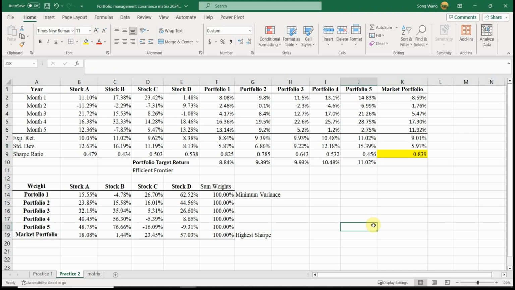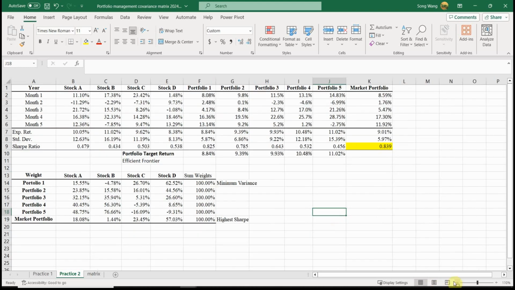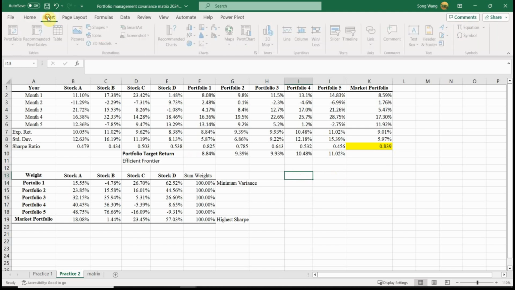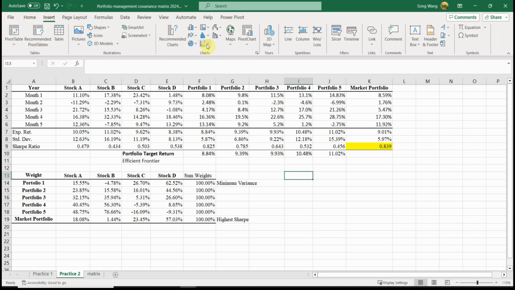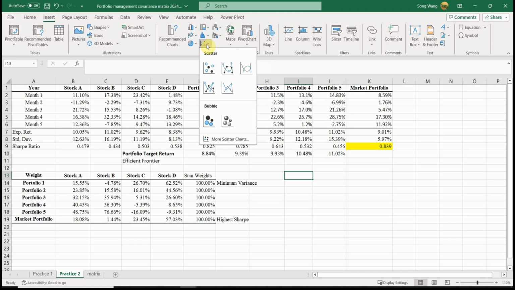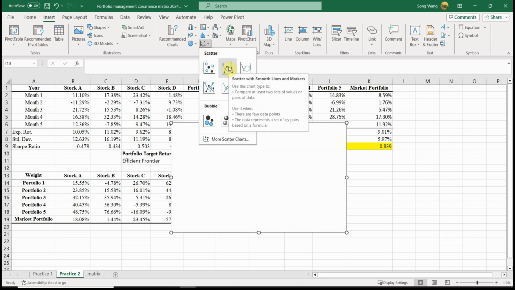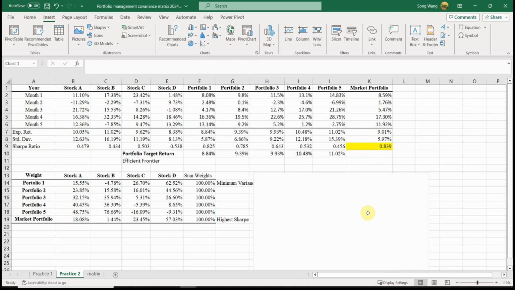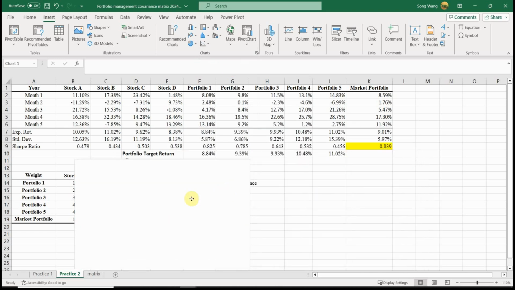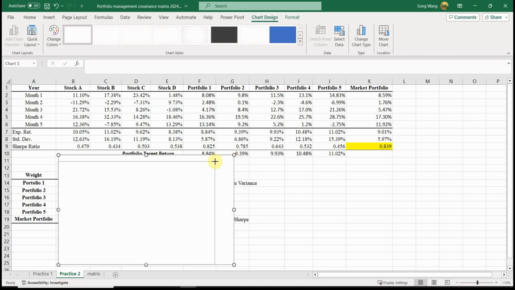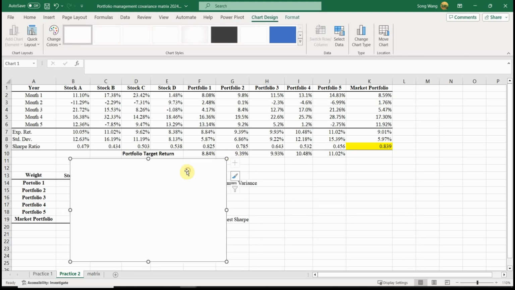Okay, so how do I construct the efficient frontier? That's going to be pretty straightforward. You can use the expected return and the standard deviation. So you are going to click a random blank cell, and then insert. I want you to select this chart, a chart with marker, first row, second column.